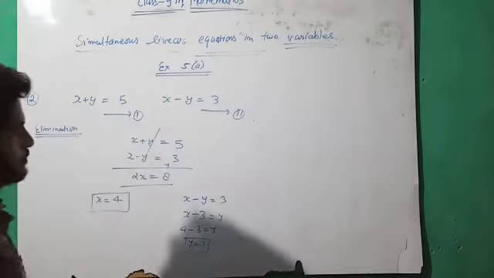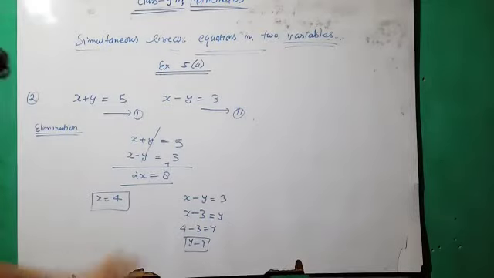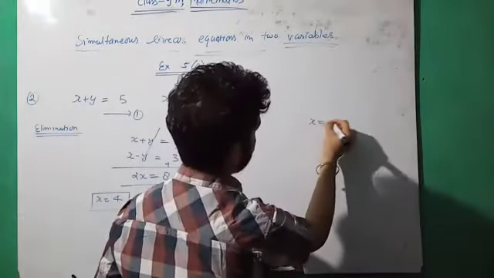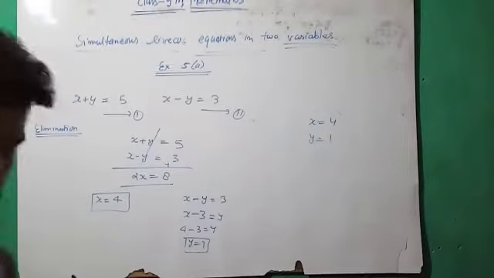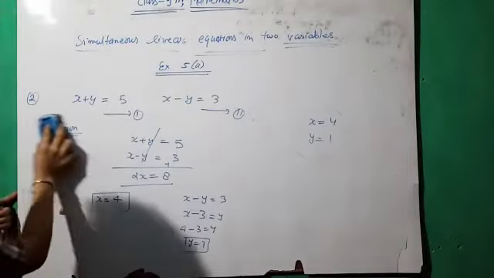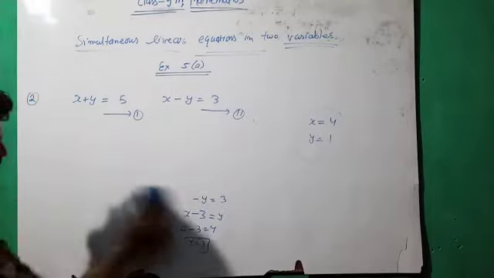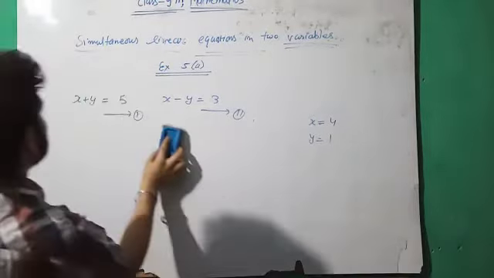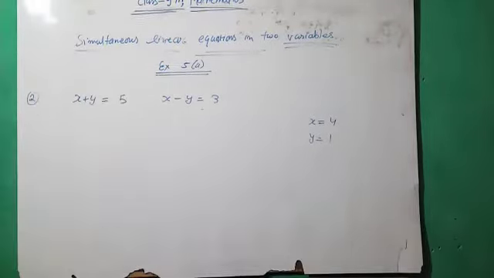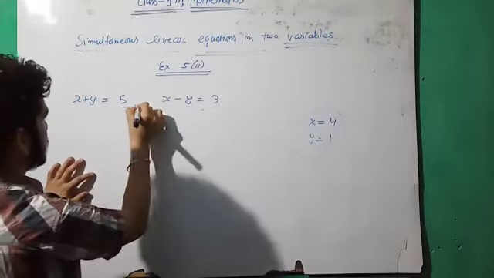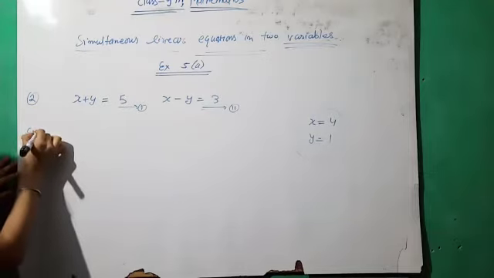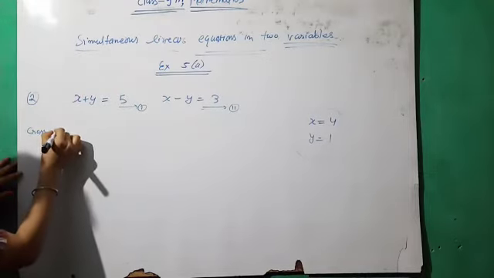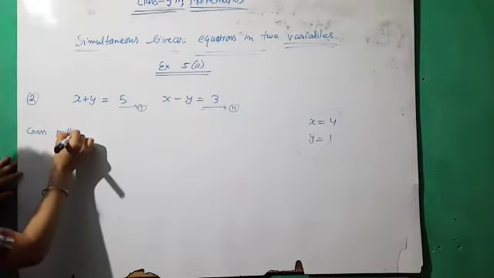Okay. In the previous method, we have already found the values of x and y. Now the third method is cross multiplication. These are the basic methods. Okay, you have to remember all this. Now the third one, cross multiplication method. In the cross multiplication method, you have to remember some things.